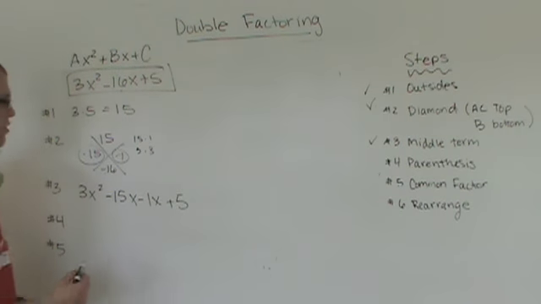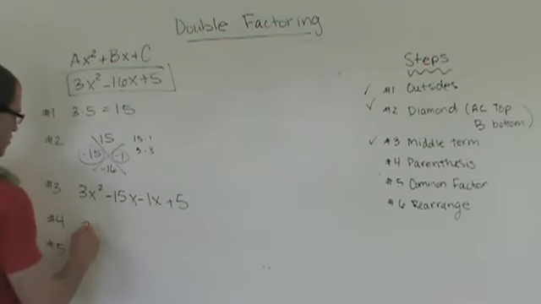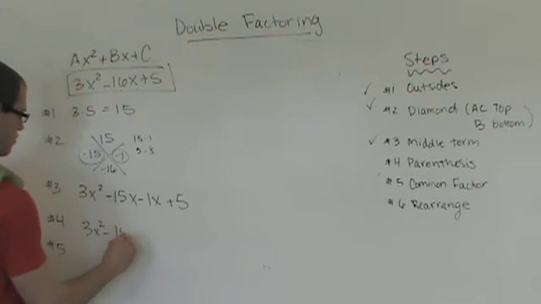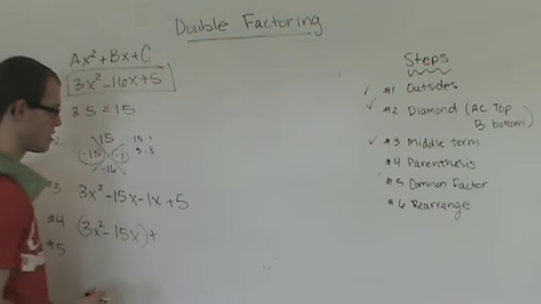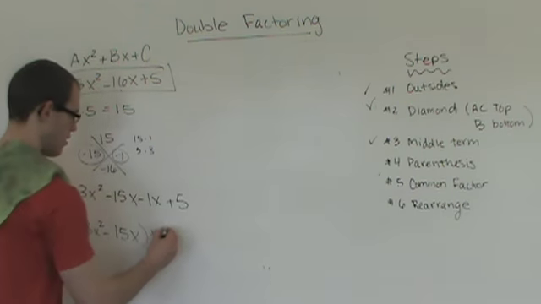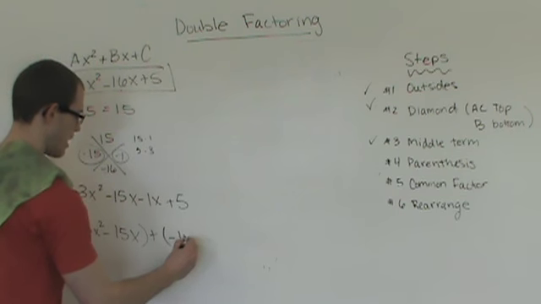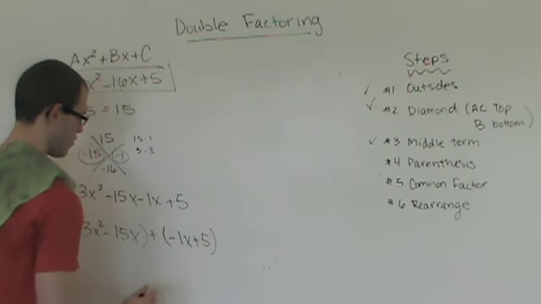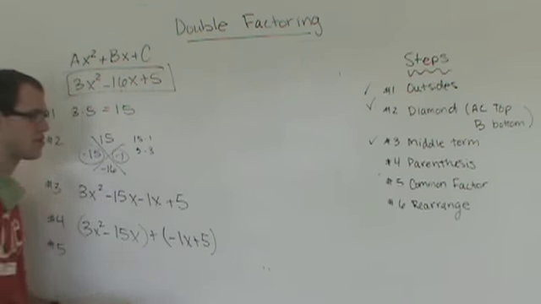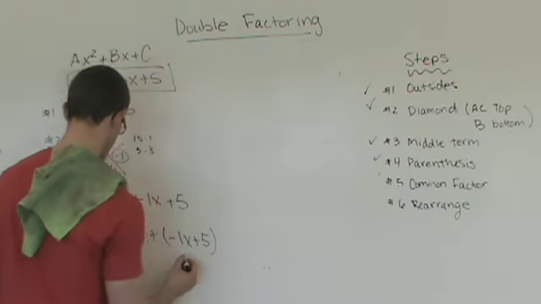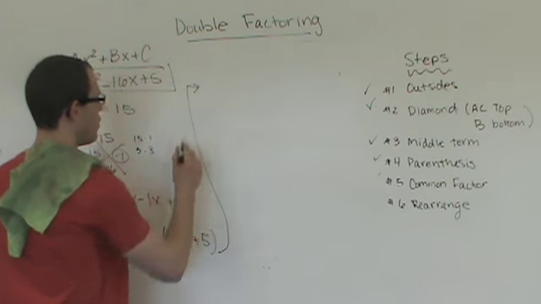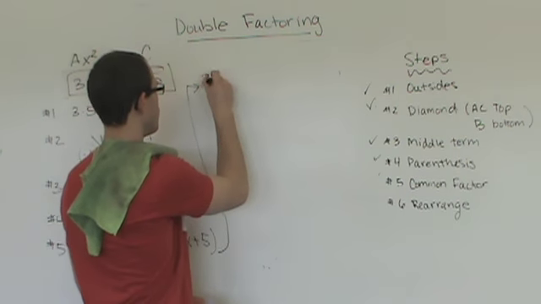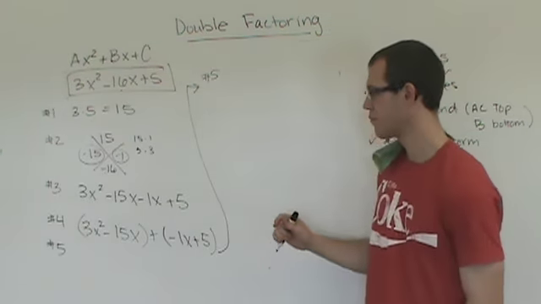Now you have to do your parentheses. So I'm going to write 3x squared minus 15x, parentheses. Next, I'm going to write a plus sign. I always write my plus sign, no matter if it's negative or not. And I write negative 1x plus 5. Okay? So I did my parentheses. That's checked. Now I'm just going to put an arrow up here. And let's write number 5 where we all can see it.